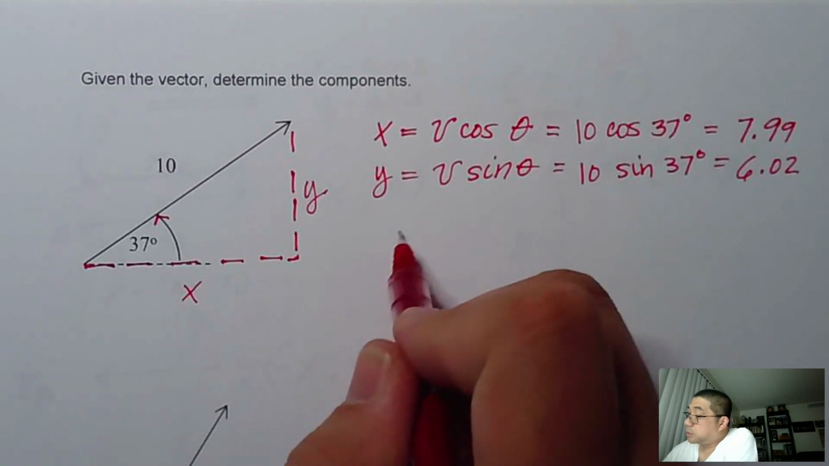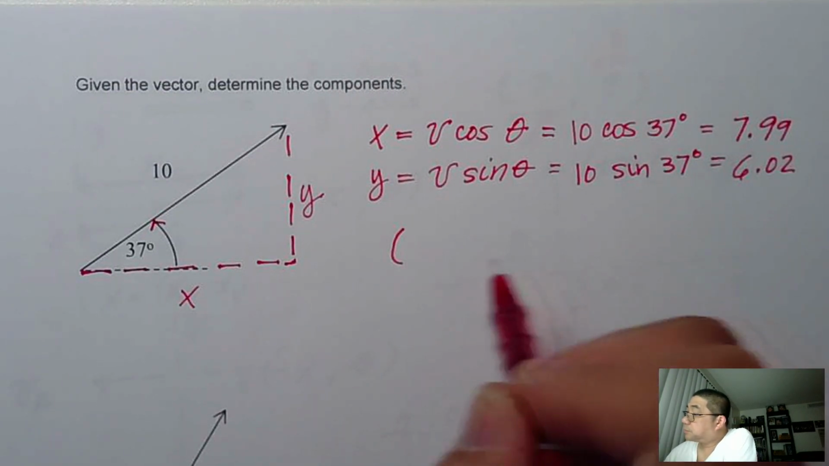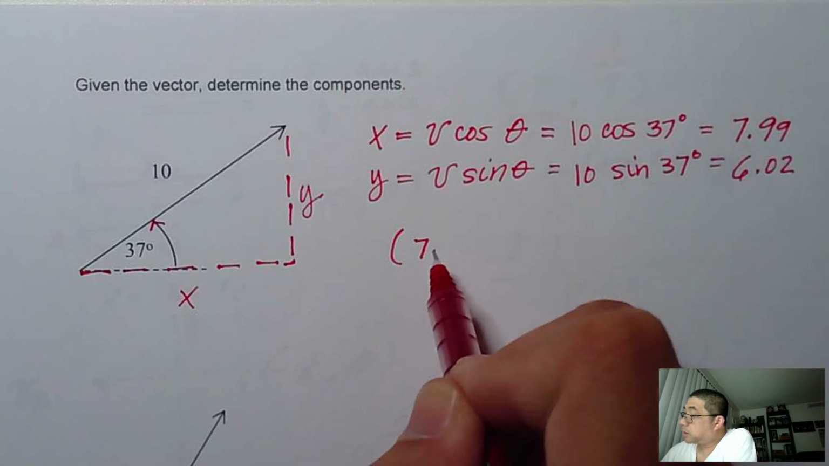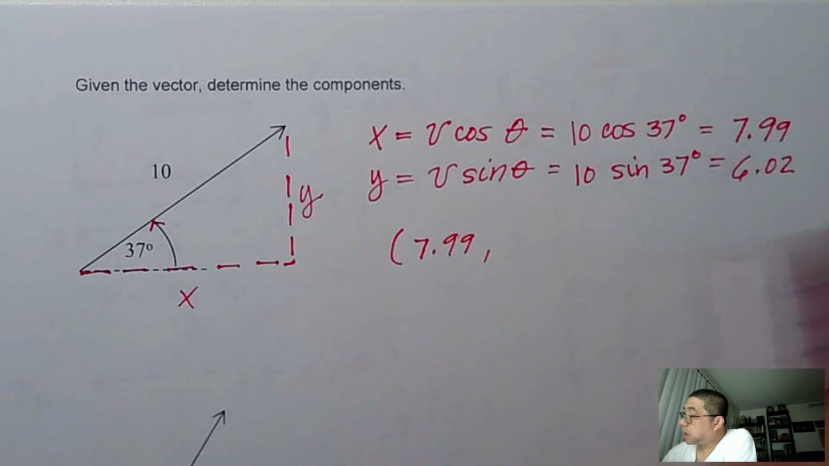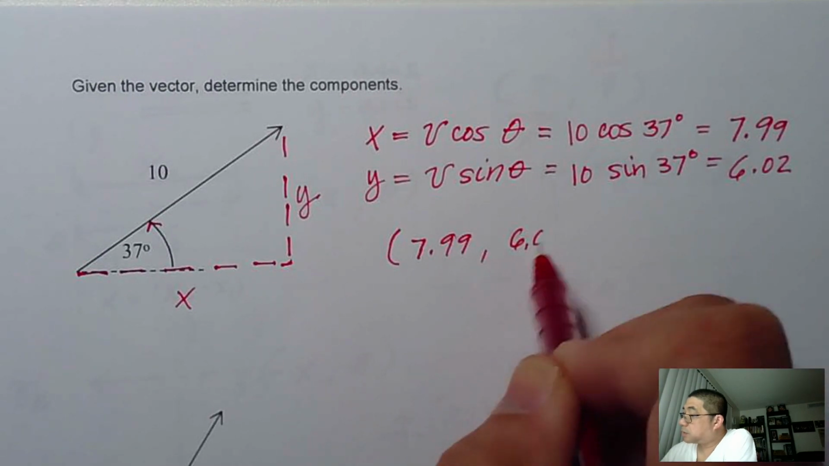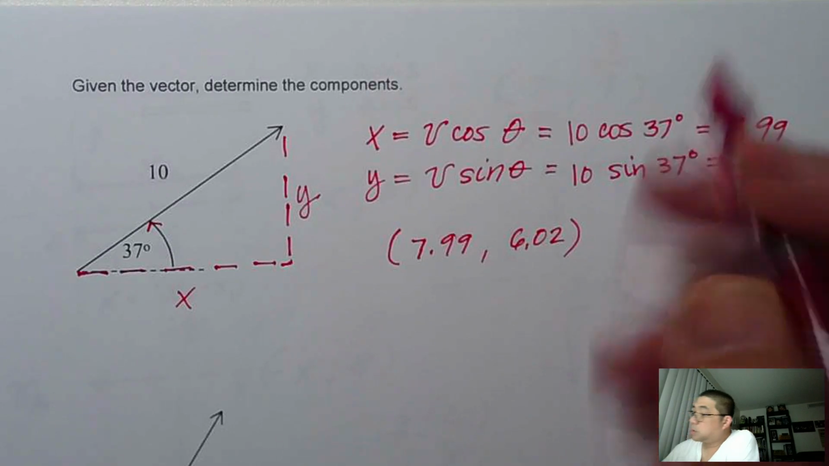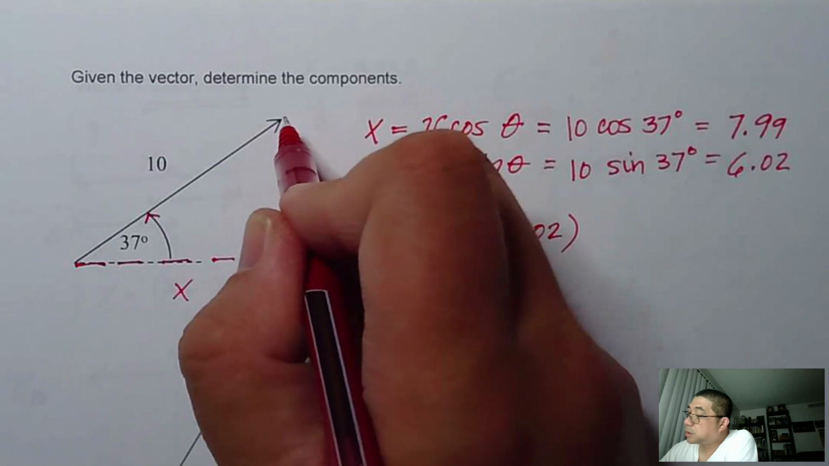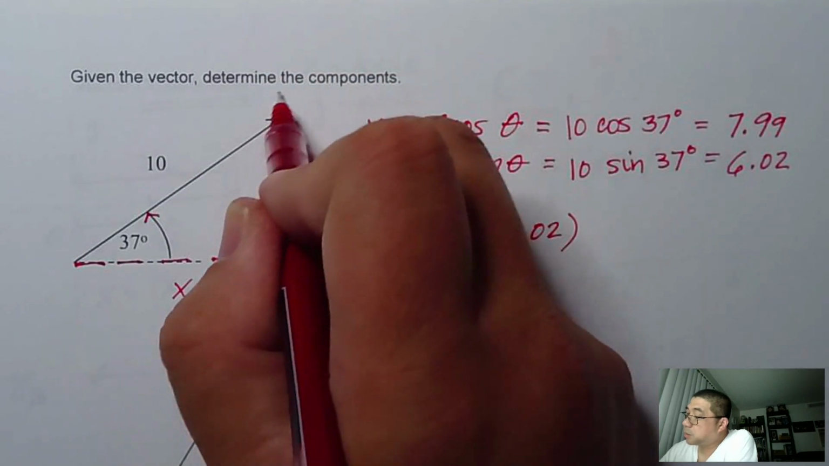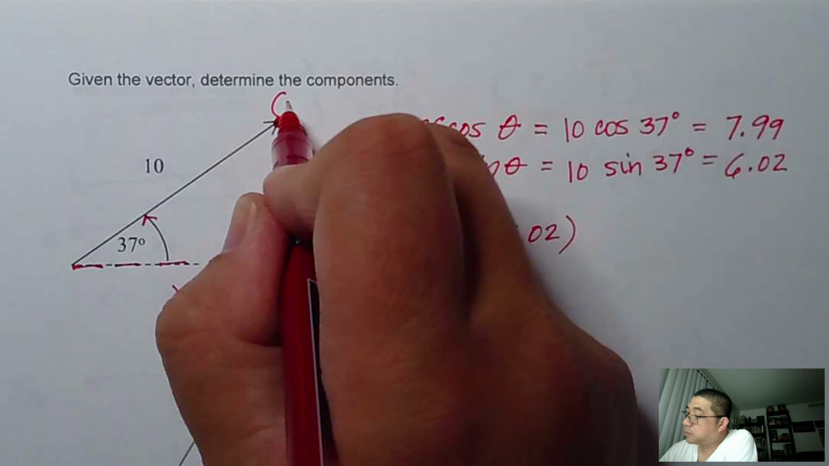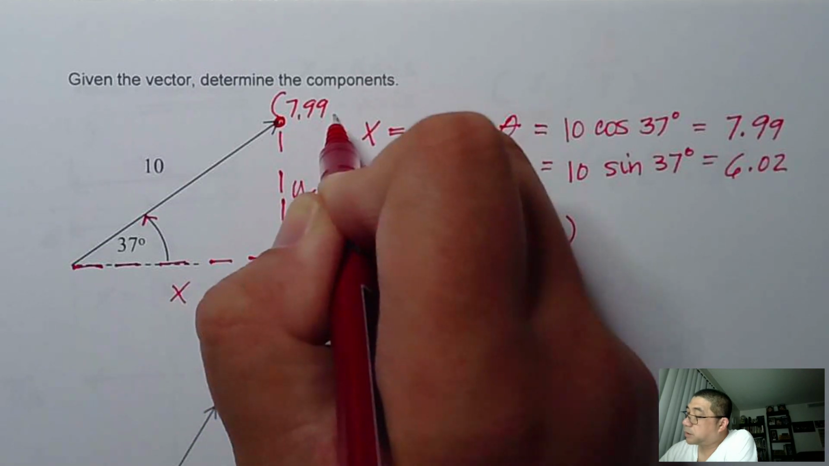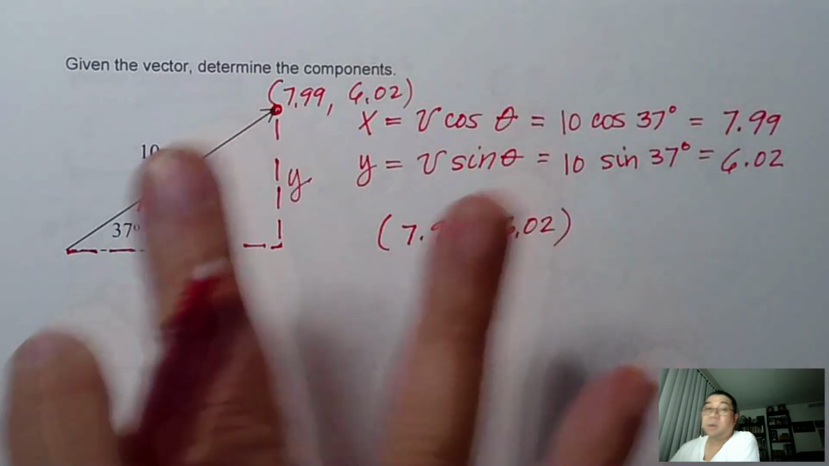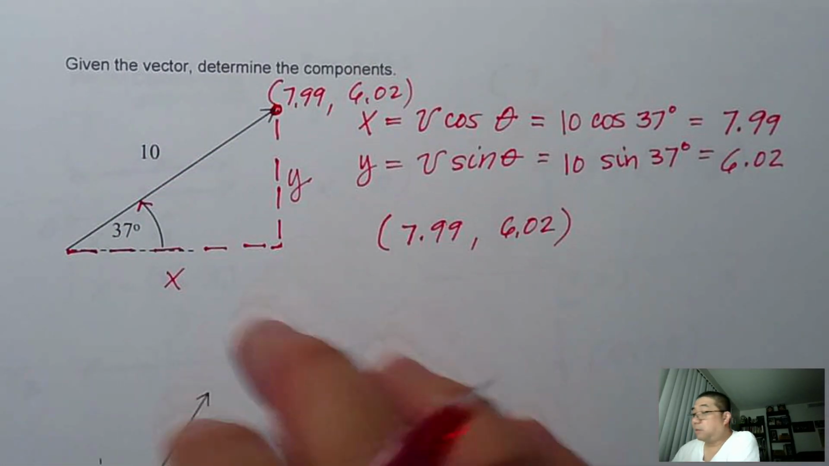So therefore the components are 7.99 and 6.02. So in your math class, if you want to figure out this one right here, if you're going to plot the point, that is 7.99, and then the other one is 6.02. So those are your components if you wanted to plot this.